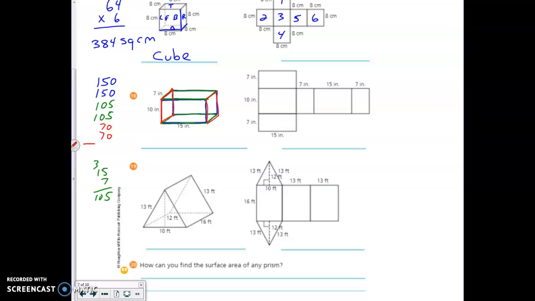So here again are my 6 faces, and you can see by the colors how I've arranged them. The 2 blue ones are the front and the back, the 2 green ones are the top and the bottom, and the 2 red ones are the right and the left. Once I take those and add those 6 faces together, I end up with 650 square, in this case inches, okay, for my answer, adding these 6 faces together.